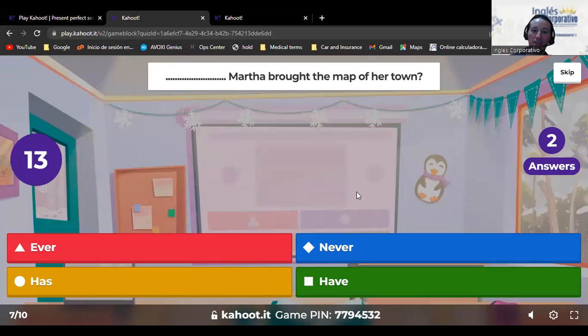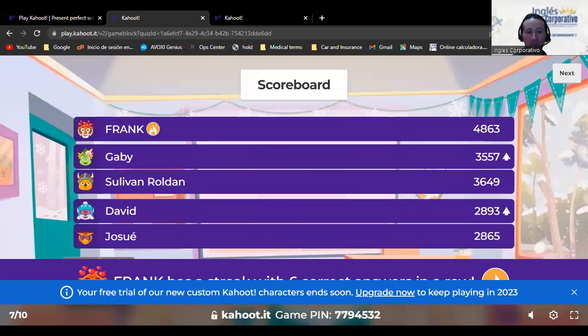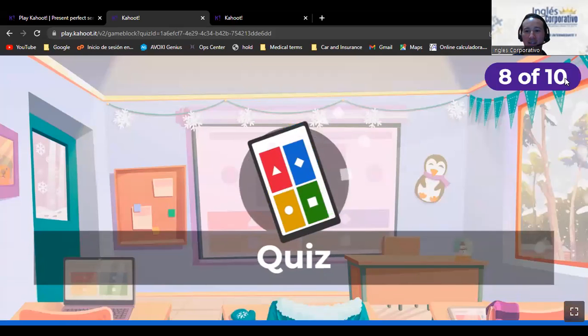Okay, so what is missing, guys? Marta brought the map of her town. Ahí está. Okay, otra vez, guys. Estamos hablando de ella. Okay, so has Marta brought the map of her town? No es have, porque estamos hablando de ella, okay? Let's go. Okay, Gabby, number 2. Good. Let's go, guys. Just 2 more.